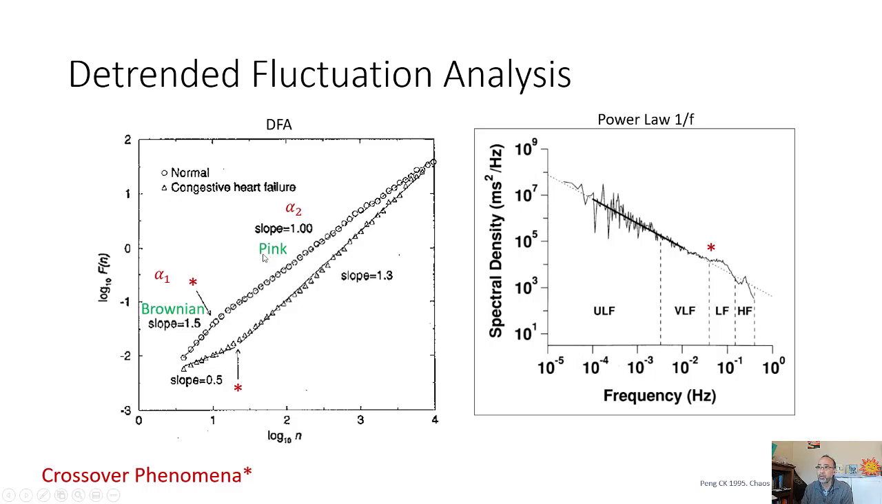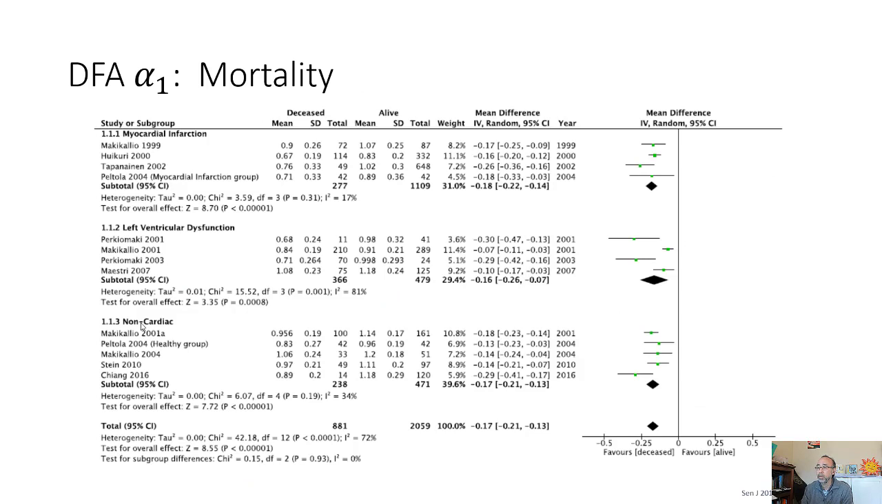And for the healthy individual, it's interesting that the slope is close to 1, so it resembles pink noise, whereas what's considered unhealthy is a slope greater than 1, or even more so in the Brownian region. Whereas the congestive heart failure patients tend to have white noise like alpha 1, whereas the alpha 2 is much more Brownian. So this is a summary forest plot put out by Sen in 2018.